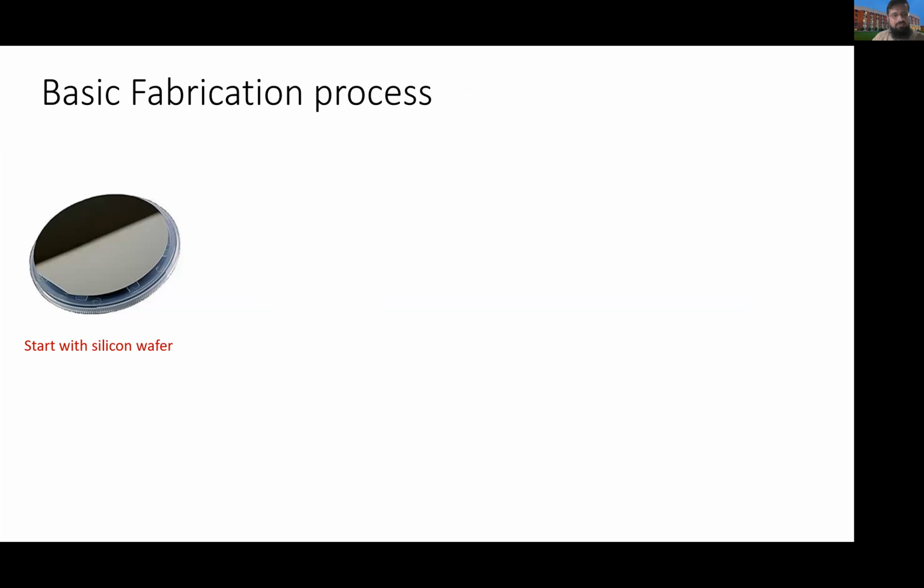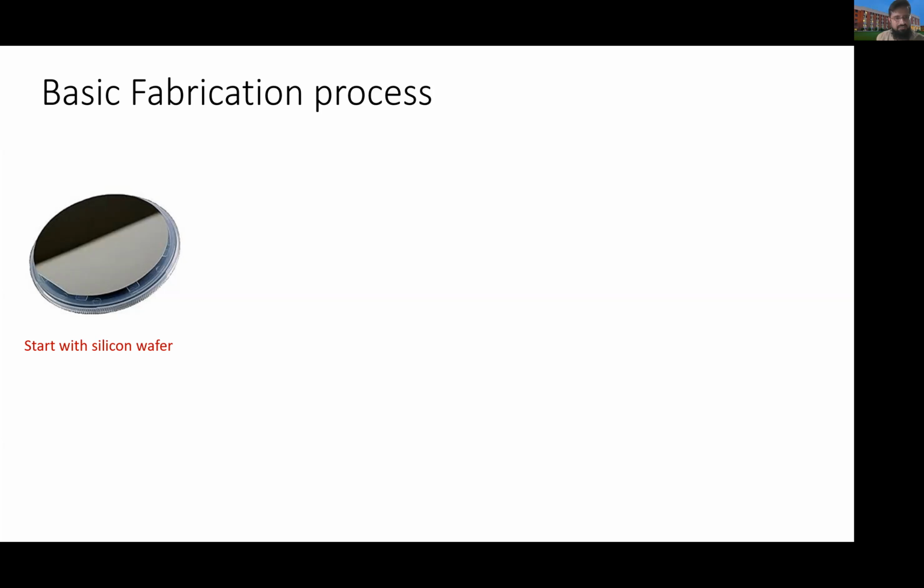So we start with something called a wafer. You know that silicon is the primary semiconductor used in all microelectronic devices: microprocessors, your USB chips, everything is made on silicon. So we also start with silicon, but we use silicon just to facilitate the fabrication process. Eventually, the thing that we will make will not be on silicon.